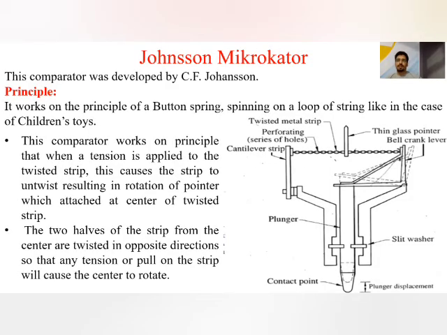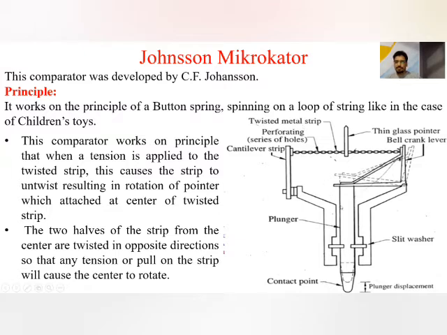So this is the diagram of the Johnson Mikrokator. The Johnson Mikrokator is a comparator developed by C.F. Johnson, and it works on the basic principle of a button spring spinning on a loop of string, like the children's toy. In our childhood, we played by spinning the thread and immediately stretching it. So this principle is used to make this Mikrokator.